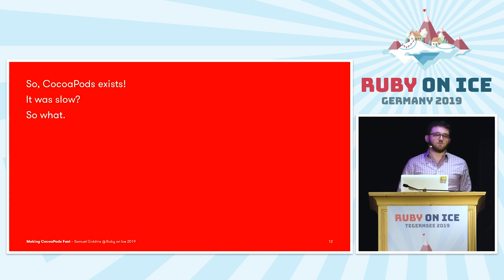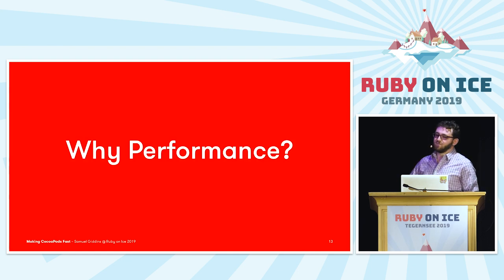Okay, great, CocoaPods exists. Sam, you've told me it's slow. So what? It's slow. It's fine. Why focus on performance? I know this may seem like a silly question to ask. Of course we want things to be fast, but I think it's important for us to examine why we actually are talking so much about performance here this weekend, why it's something that's top of mind for so many developers, really no matter what ecosystem you're talking about.